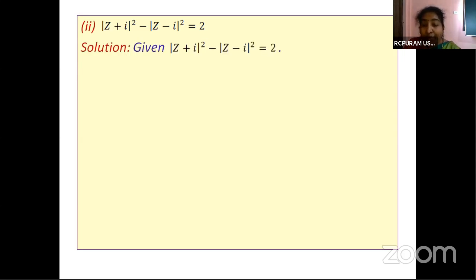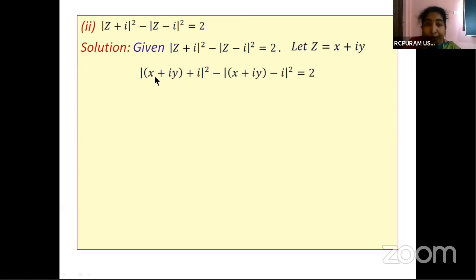Now, the next question. Mod of z plus i whole square minus mod z minus i whole square equal to 2. This is the question given to us. Now, here again, in the problem itself, it says you should take z is equal to x plus iy. So wherever we have z, we will substitute x plus iy. So x plus iy plus i in the modulus whole square and x plus iy minus i.